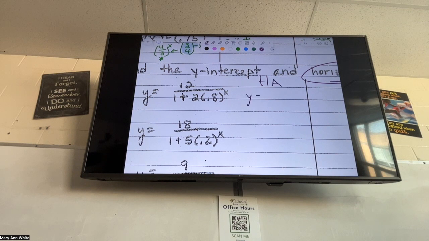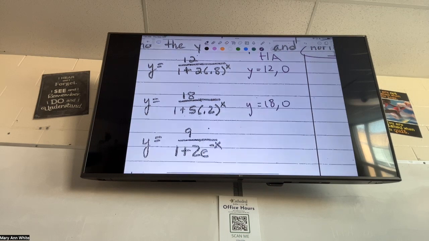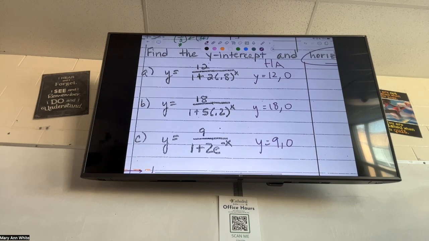Good. And what is it also always? 0. So always 0, unless there's anything plus or minus over here, which none of these have anything being added or subtracted to the end. So we're just going to do 0. What's my horizontal asymptote for letter B? And 0. Good. And then what about letter C? 9 and 0. Good. That wasn't too crazy.